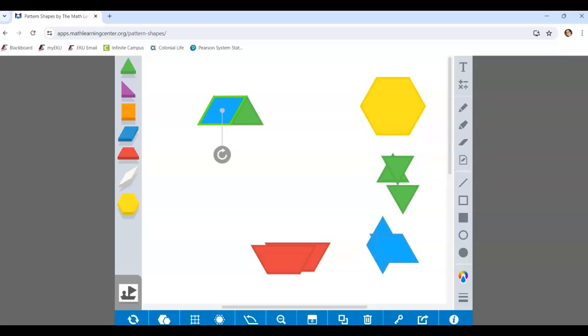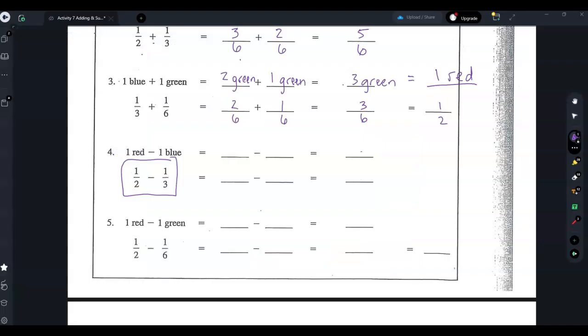So if I go back to my worksheet here, I can say, oh, 1 red, that was really 3 green. 1 blue was really 2 green. The greens are sixths, so this was really 3/6 minus 2/6. And of course, 3 minus 2 is 1. So I get 1 green, or 1/6.